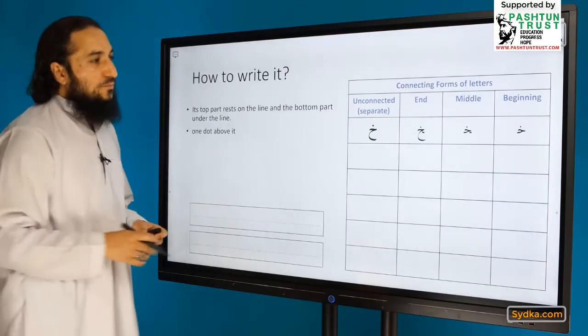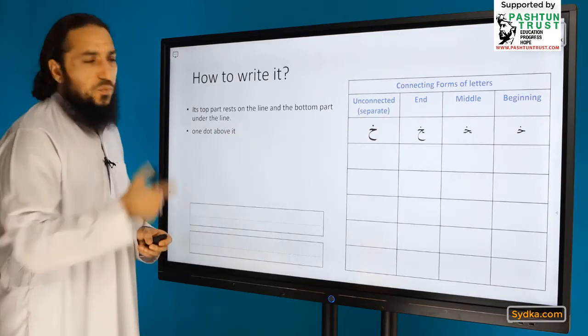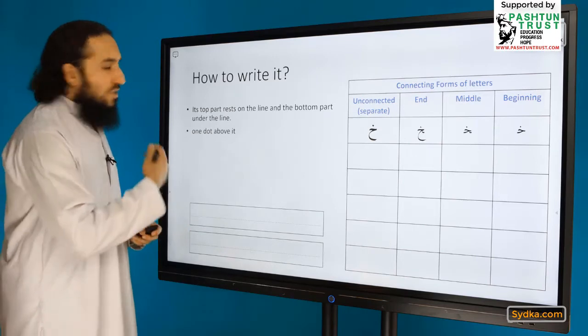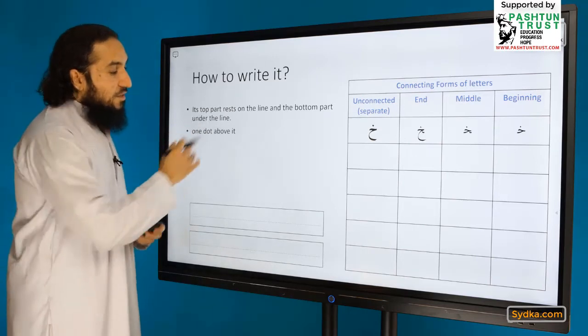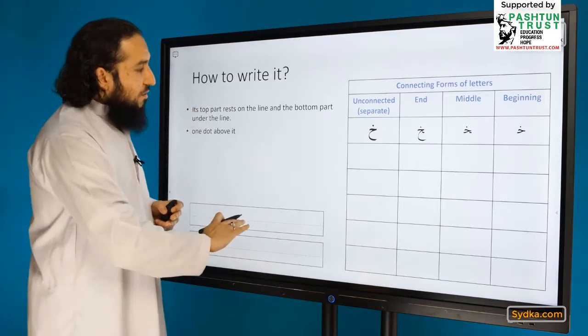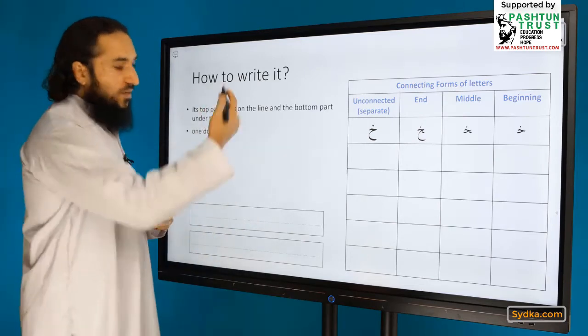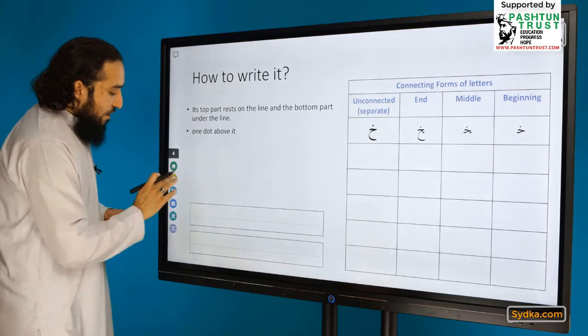How to write it? It's written similar to the way we explained for Haa and Jim, but we'll still go through it again. Its top part remains on the line, and the bottom part goes under the line, and it has 1 dot above it. Let me explain it to you practically how to do it.